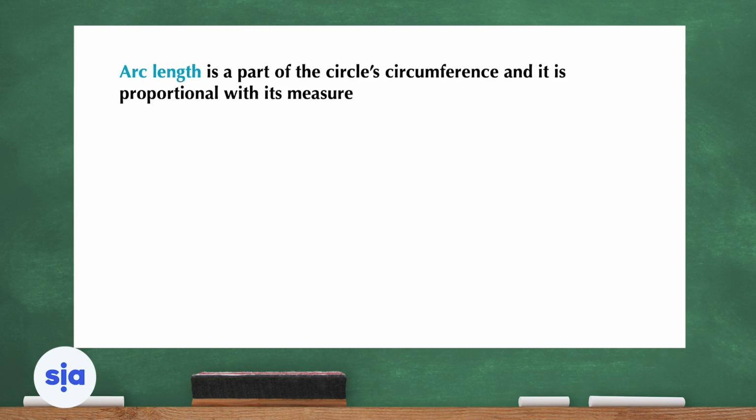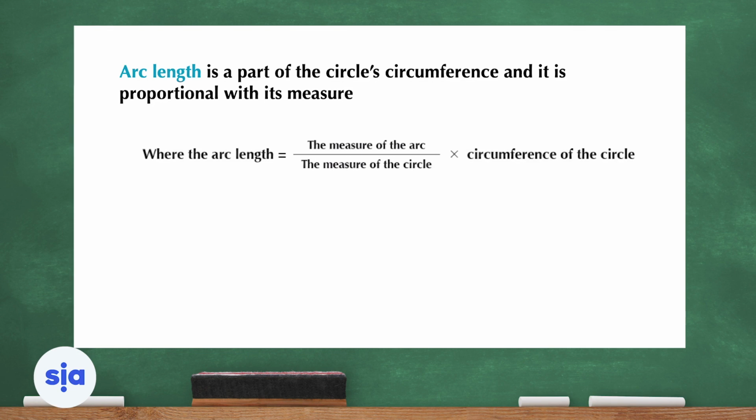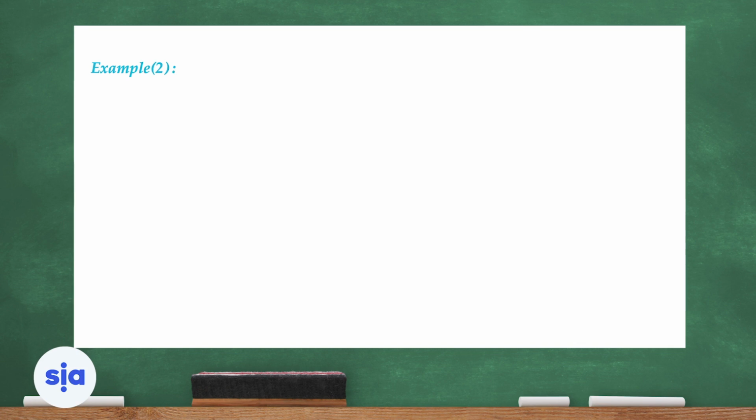How to find the arc length? Arc length is a part of the circle's circumference and is proportional with its measure. So, the arc length is the measure of the arc divided by the measure of the circle multiplied by the circumference of the circle. Let's go and check an example together.